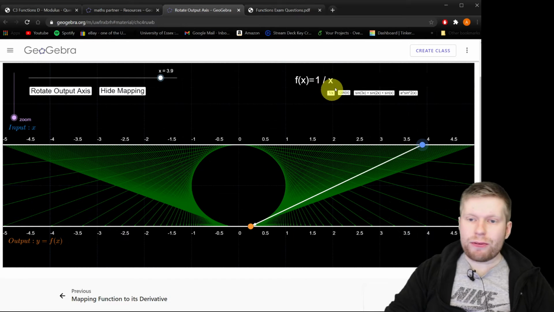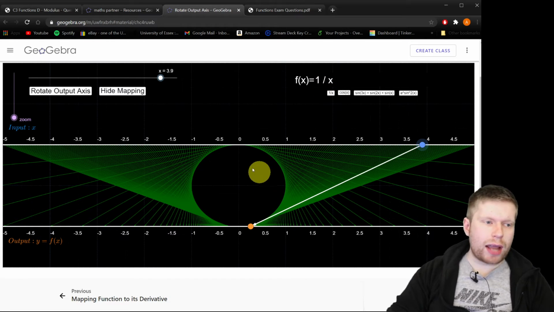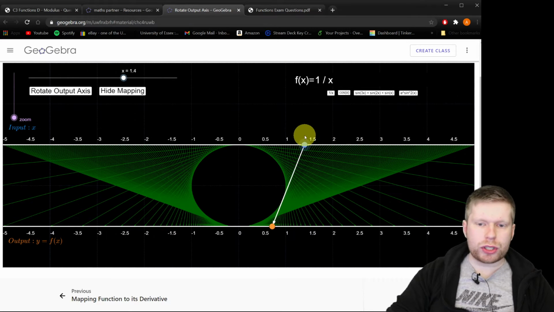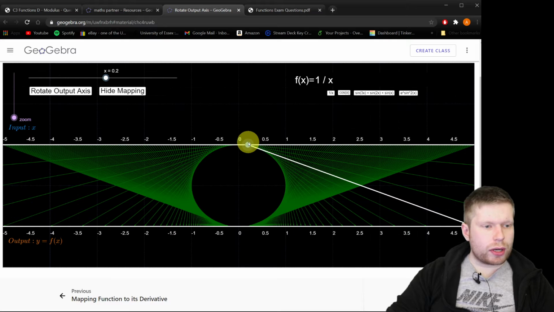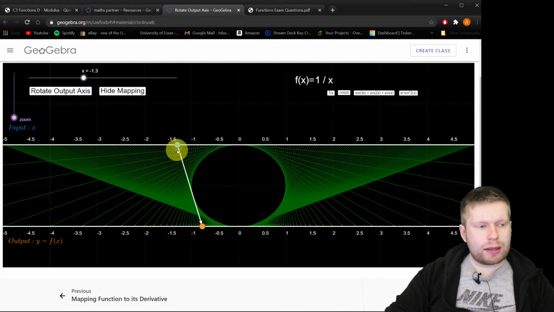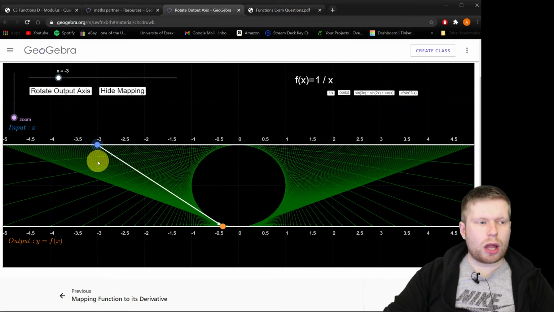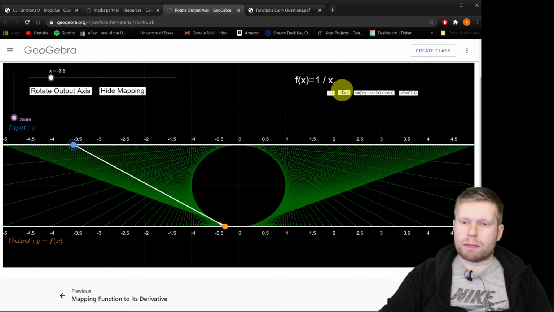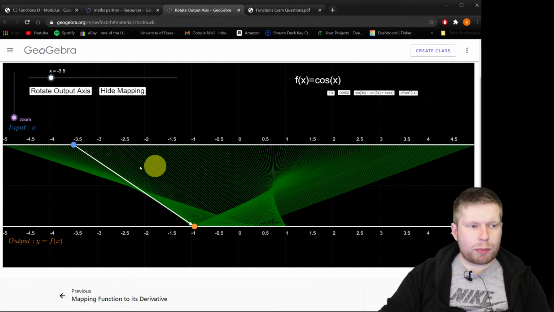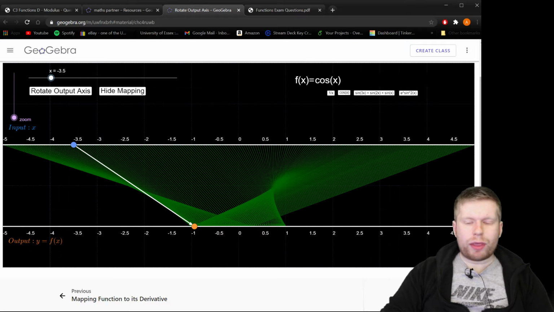If I try it with different functions, so this is for 1 over x, you get this nice circle, and you can see that as I move it closer to 0, it grows really quickly, okay? Whereas as I move it away from 0, you can see that the output grows slower. So if I try it for different functions, let's try, for example, cosine of x. You can see a similar kind of thing. I'm just taking loads of inputs and seeing where they end up on the output number line.